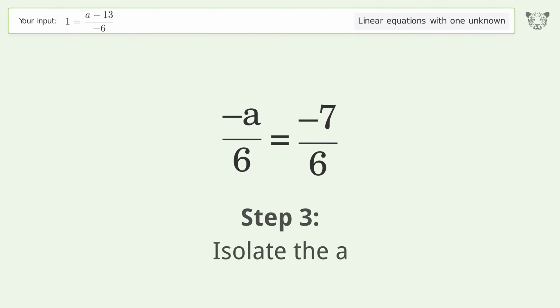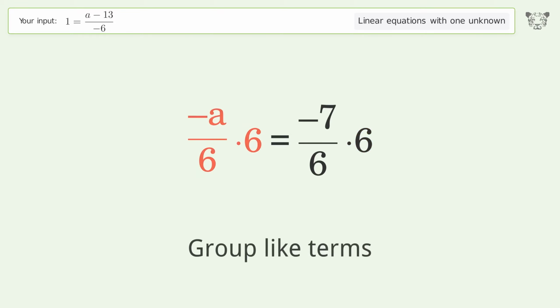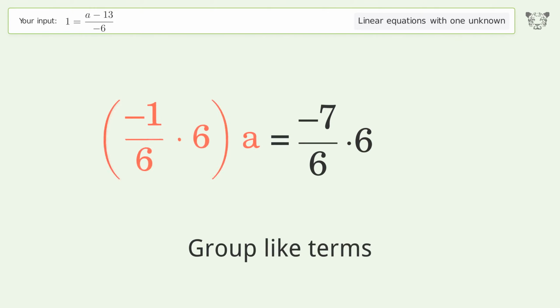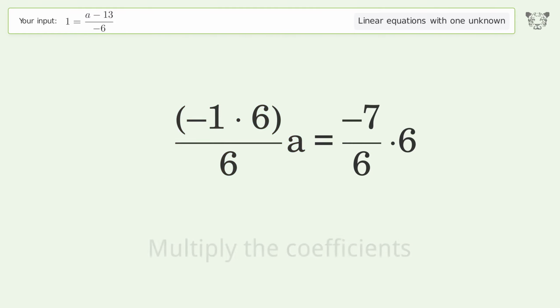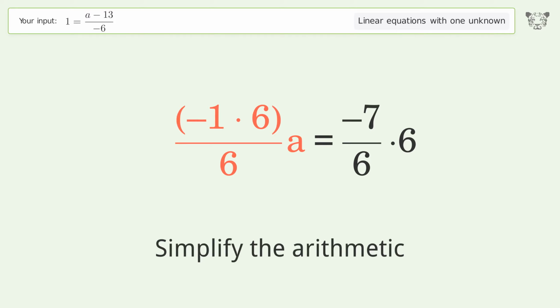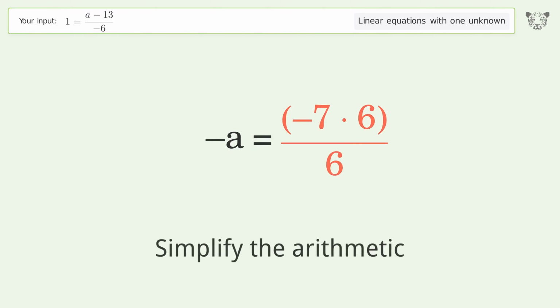Isolate the a. Multiply both sides by 6. Group like terms. Multiply the coefficients. Simplify the arithmetic. Multiply the fractions. Simplify the arithmetic.